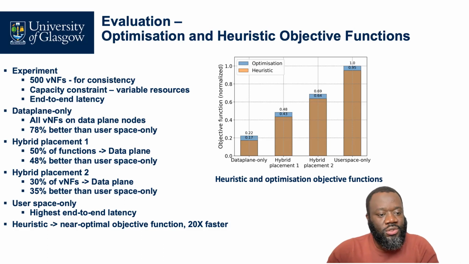That's 48% better than user space. Hybrid placement 2, we adjusted this so that 30% of the functions go to the data plane, just so we can see how this behaves in terms of the objective functions. User space only essentially gives the highest end-to-end latency. So the heuristic, which performs near optimal placement of the objective function, is 20 times faster in terms of speed of execution. You can see optimization and heuristic is pretty consistent across all the experiments we carried out.